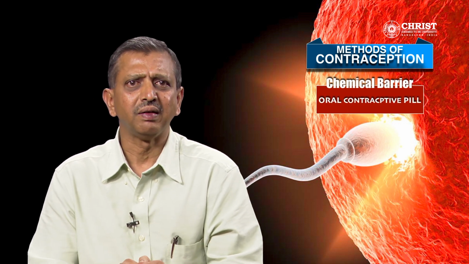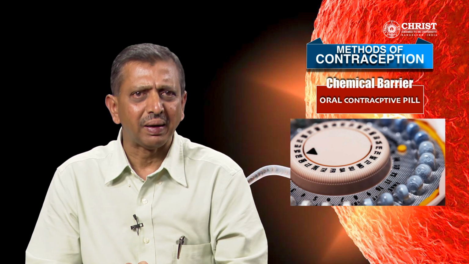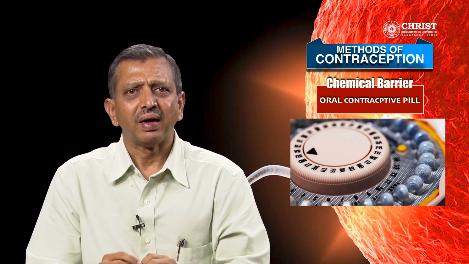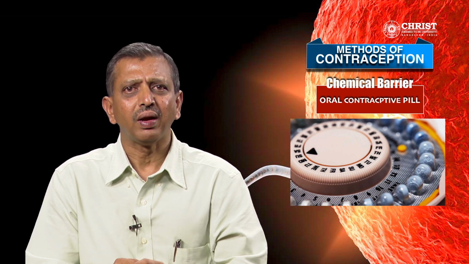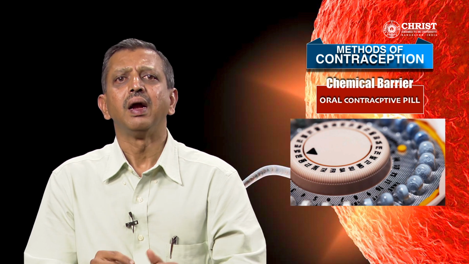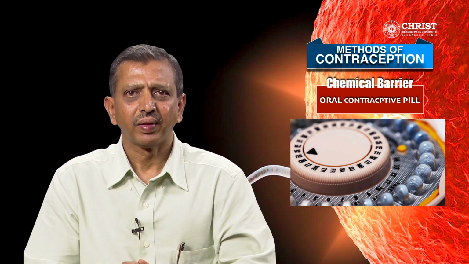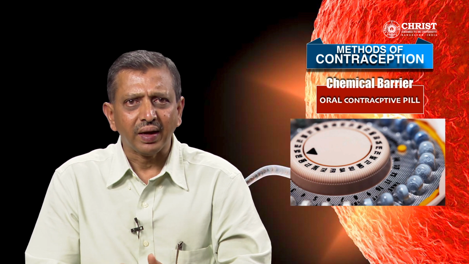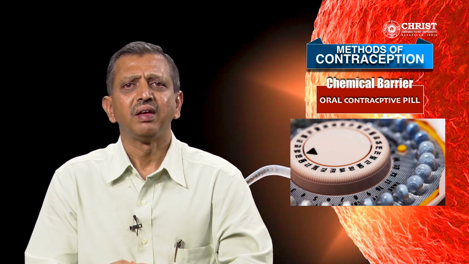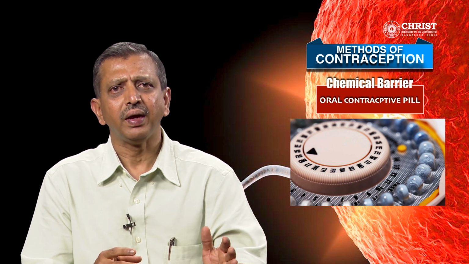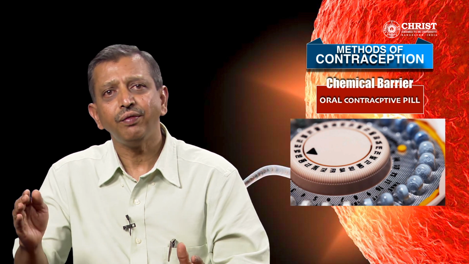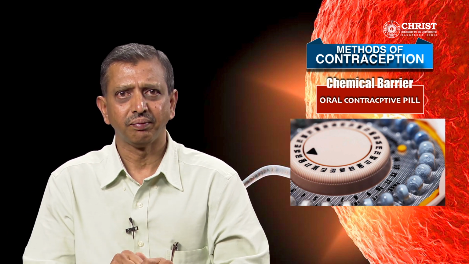The first method is the oral contraceptive pills. In this method, pills containing synthetic hormones like estrogen and progestins are taken orally. It is taken every day continuously for a period of 21 days, starting from the 5th day of the menstrual cycle and ending on the 25th day of the cycle.